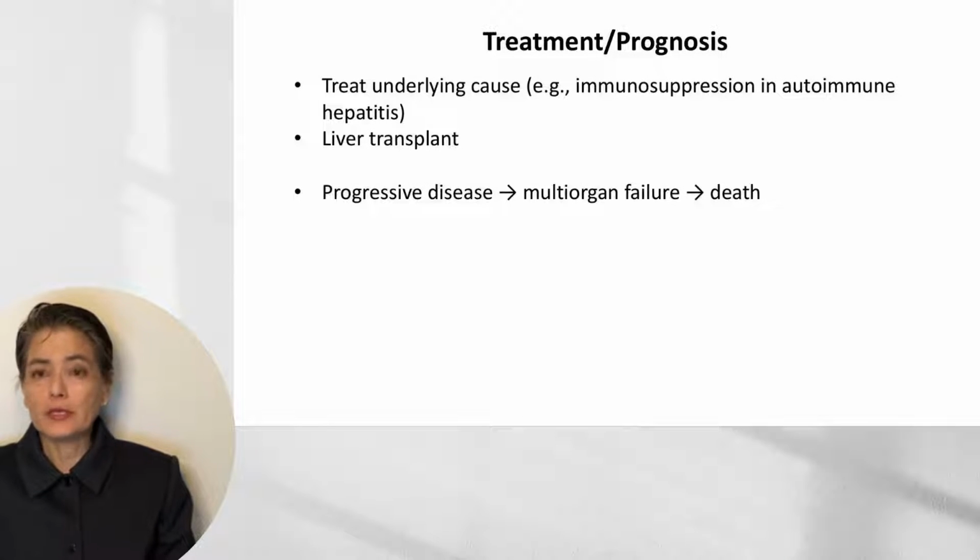So how do we treat patients with acute liver failure? The most important consideration will be to treat the underlying cause. So for example, if a patient has widespread necrosis due to autoimmune hepatitis, you treat with immunosuppression. If you cannot treat the underlying cause and there is progressive disease, this can lead to multi-organ failure and death unless the patient can get a liver transplant.